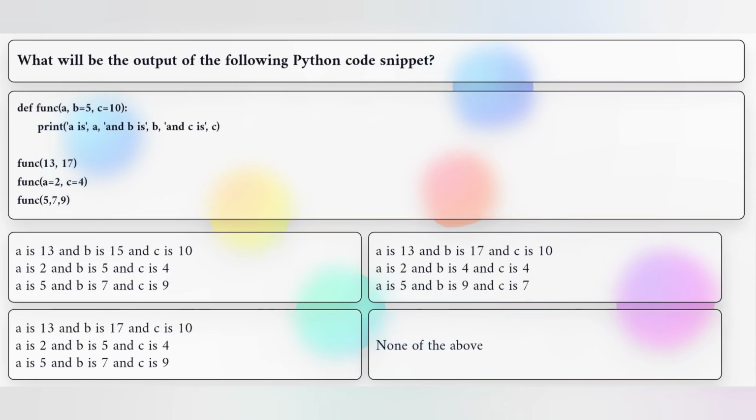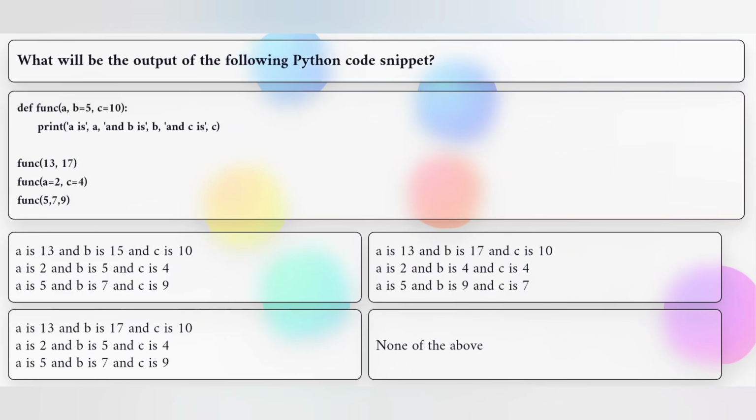What will be the output of the following Python code snippet? def func(a, b=5, c=10): print('a is', a, 'and b is', b, 'and c is', c). func(13, 17), func(a=2, c=4), func(5, 7, 9). Option A: a is 13 and b is 15 and c is 10, a is 2 and b is 5 and c is 4, a is 5 and b is 7 and c is 9.